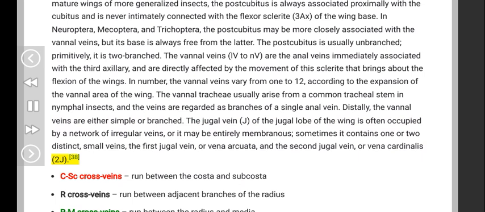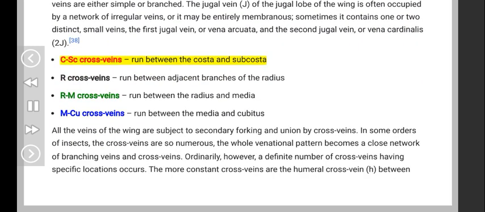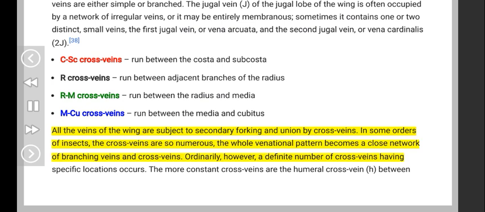C-Sc cross veins run between the costa and subcosta. R cross veins run between adjacent branches of the radius. R-M cross veins run between the radius and media. M-Cu cross veins run between the media and cubitus. All the veins of the wing are subject to secondary forking and union by cross veins. In some insects, the cross veins are so numerous that the whole venational pattern becomes a close network of branching veins and cross veins. Ordinarily, however, a definite number of cross veins having specific locations occurs.